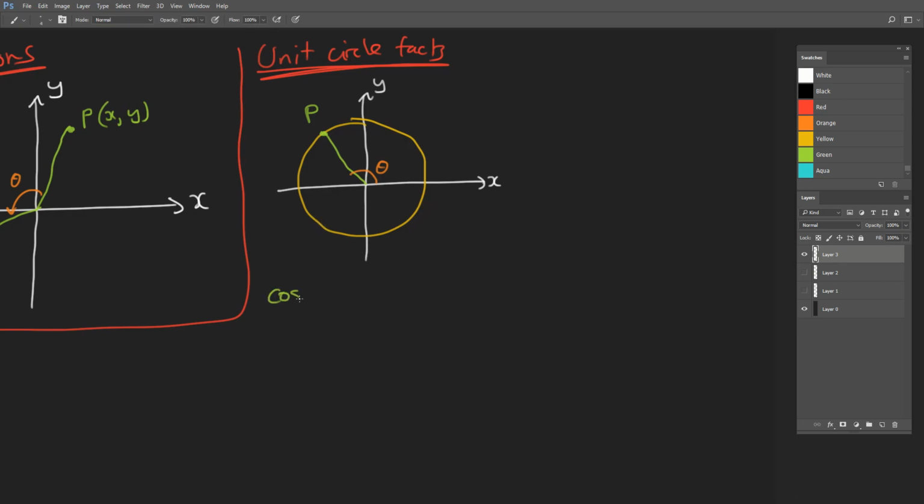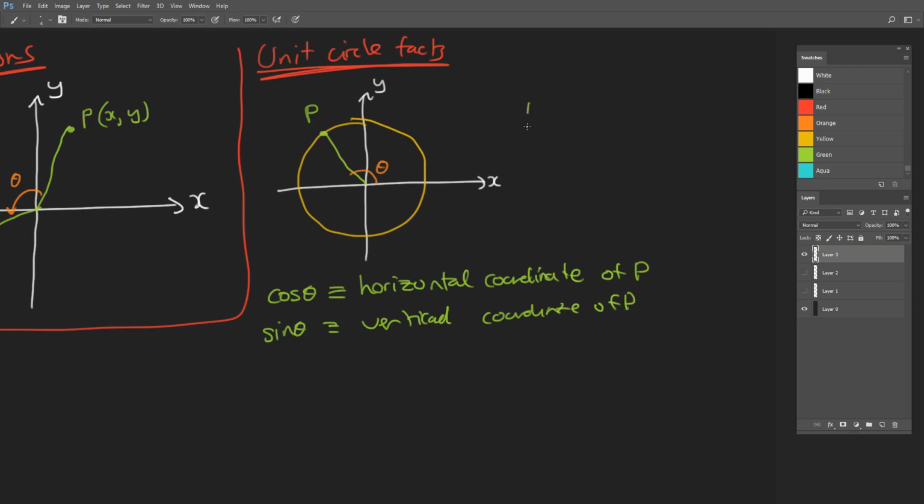Now, cosine of theta is defined to be the horizontal coordinate of P. That's the definition of cosine theta. And sine theta is defined to be the vertical coordinate of P. So we can write P as cosine theta and sine theta.